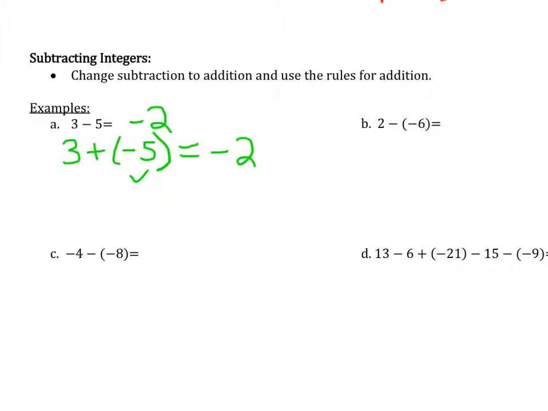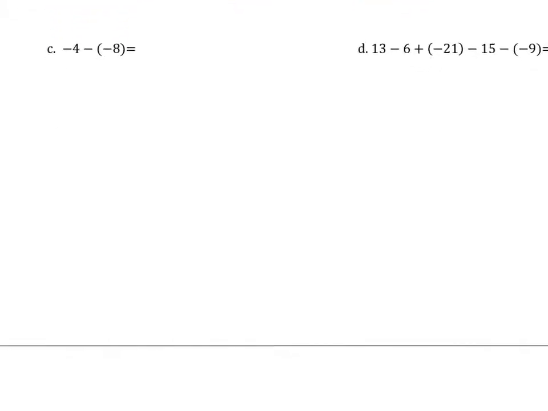Let's look at another example. 2 minus a -6. In this example, again, we have a subtraction. If we want to change subtraction to addition, we've got to add the opposite. The opposite of -6 is a +6. And so my solution is going to be 2 plus 6, which is 8. Let's go to part C here.